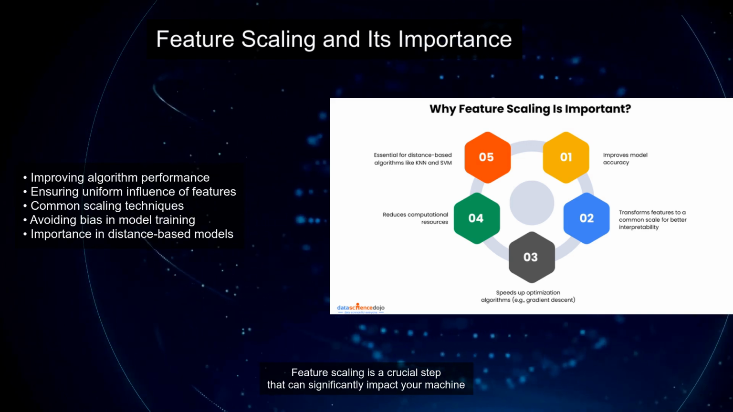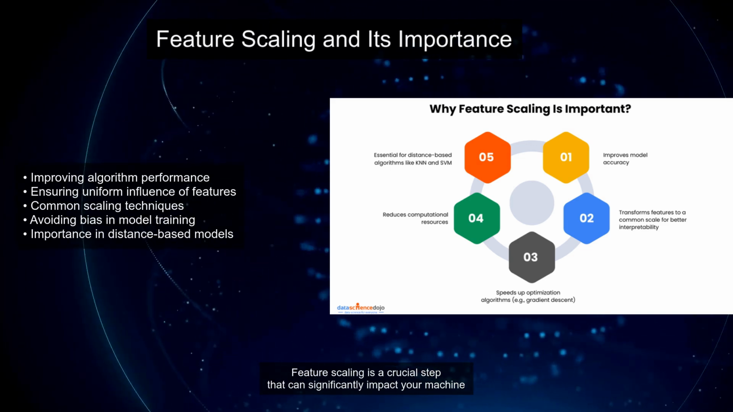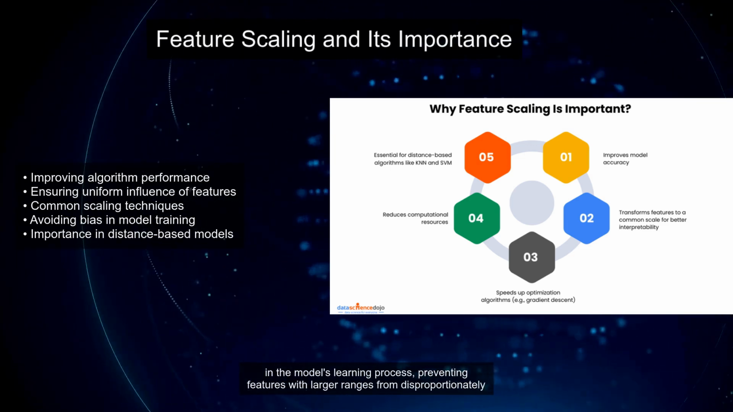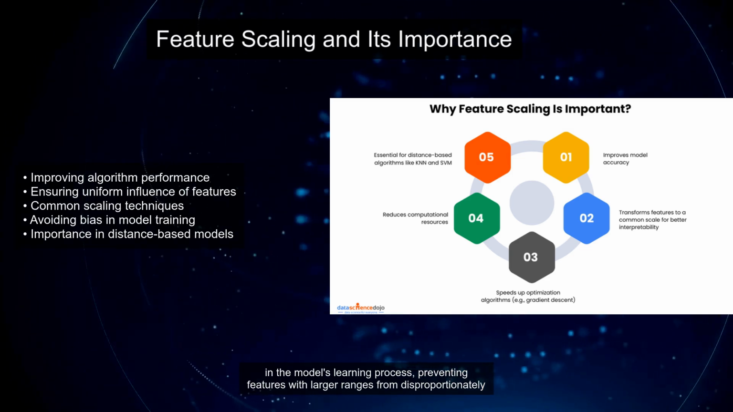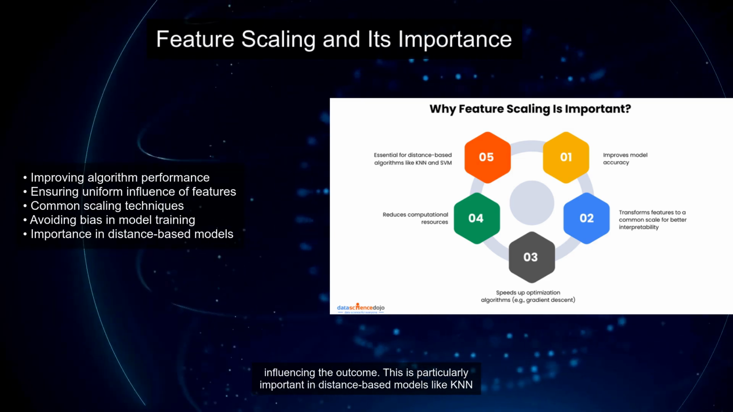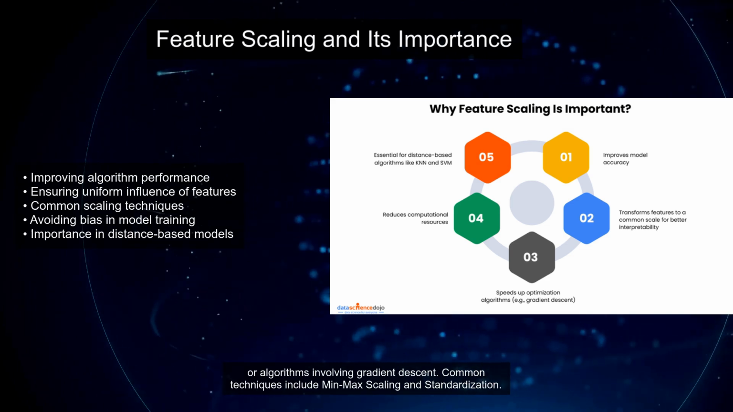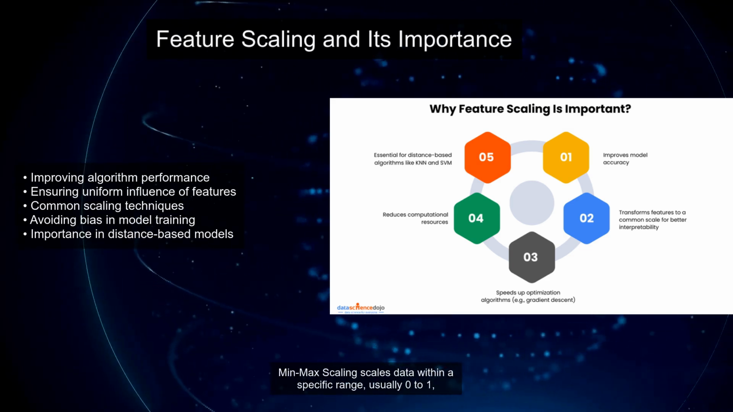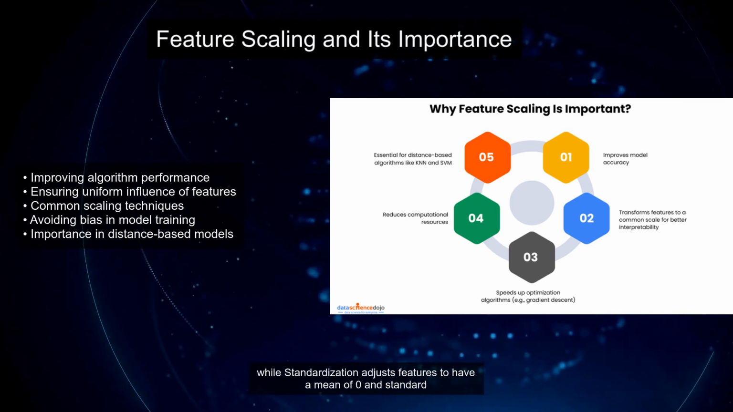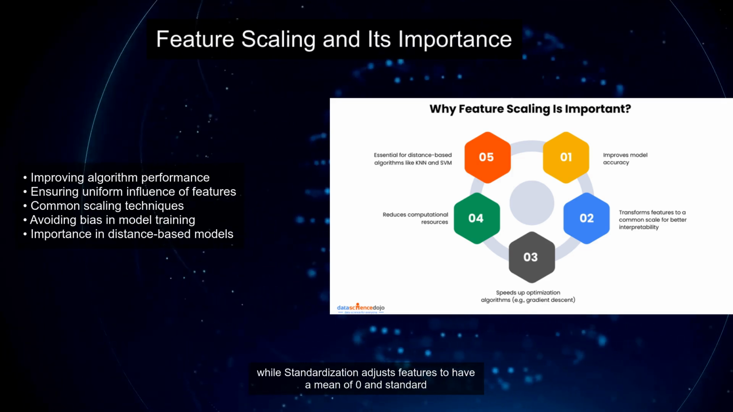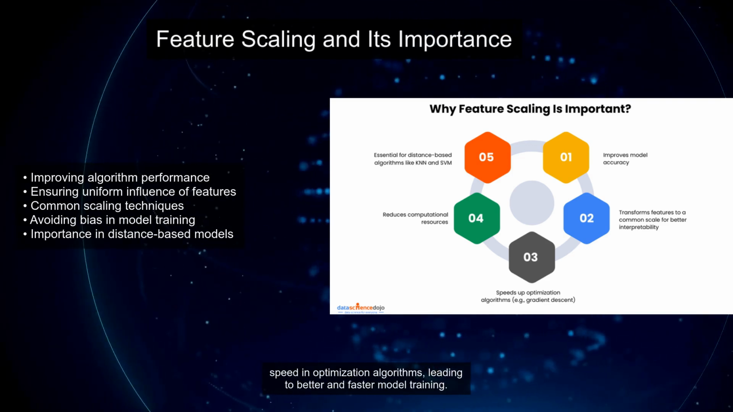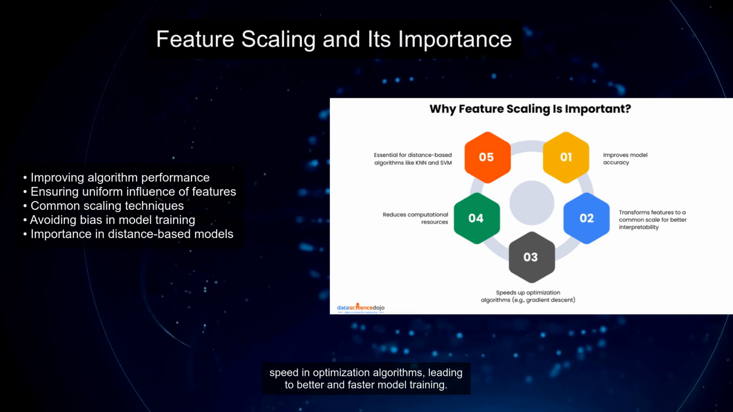Feature scaling is a crucial step that can significantly impact your machine learning model's performance. It ensures that all features are given equal weight in the model's learning process, preventing features with larger ranges from disproportionately influencing the outcome. This is particularly important in distance-based models like KNN or algorithms involving gradient descent. Common techniques include min-max scaling and standardization. Min-max scaling scales data within a specific range, usually 0 to 1, while standardization adjusts features to have a mean of 0 and standard deviation of 1. Proper scaling can prevent biases and improve the convergence speed of optimization algorithms, leading to better and faster model training.